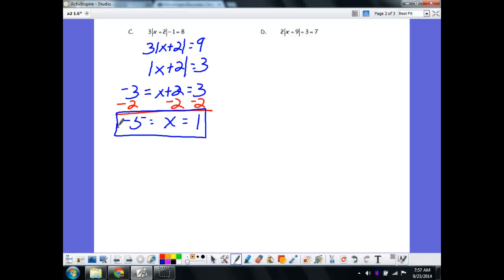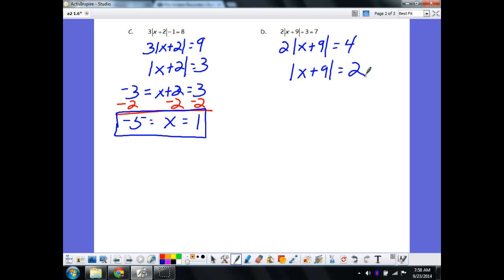And finally, with D, again, we want to get the absolute value by itself first. First thing we're going to do is subtract 3. As if it was 2y plus 3 equals 7, you would subtract 3, then divide by 2. We're going to follow that same process. So we have 2 times the absolute value of x plus 9 is equal to 4, 7 minus the 3. Then we're going to divide by 2. So the absolute value of x plus 9 is in fact equal to 2.